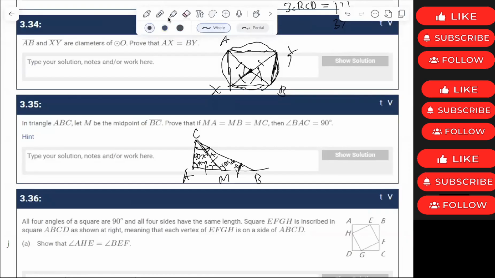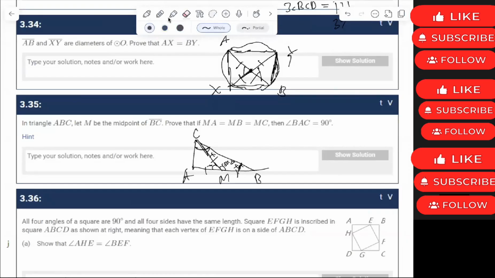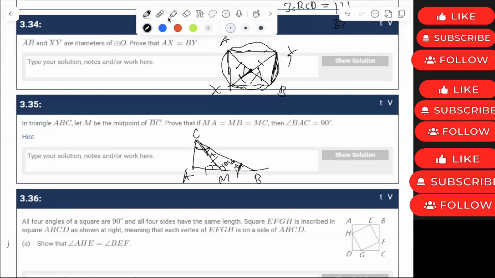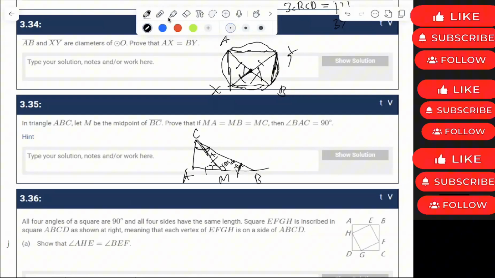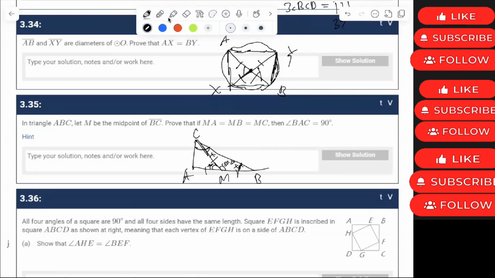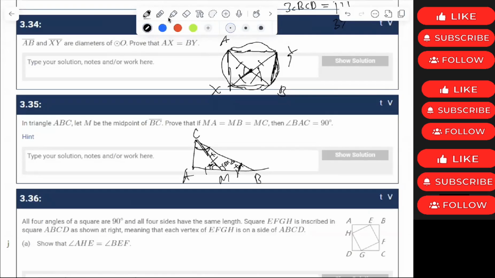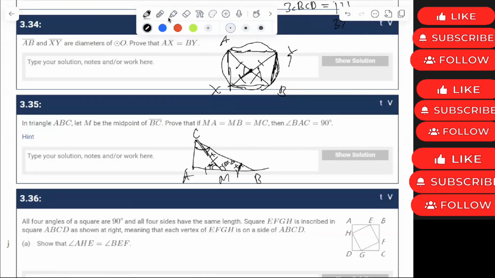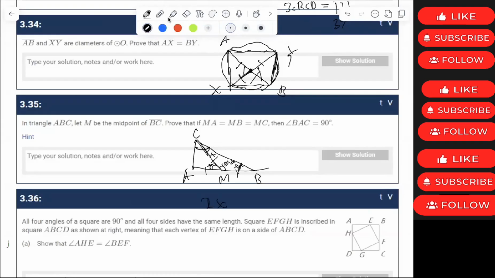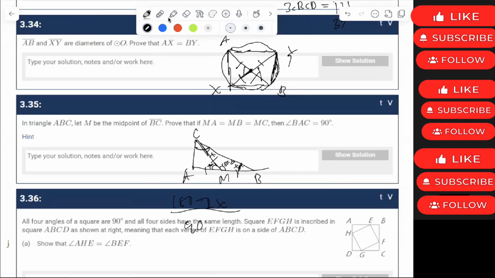Let me see. 180 minus 2x is that, and then we subtract, we get 2x. Over here is 2x. And since it's isosceles, this is going to be 180 minus 2x over 2, which is 90 minus x.